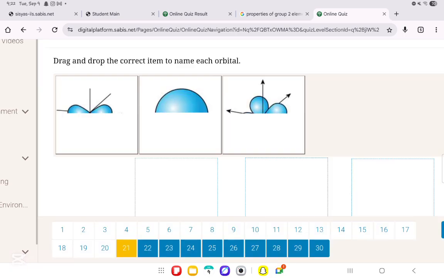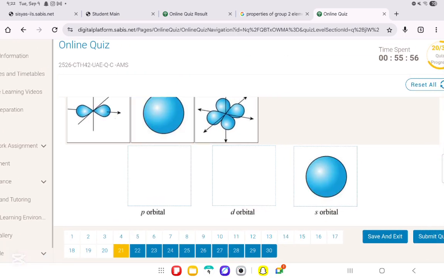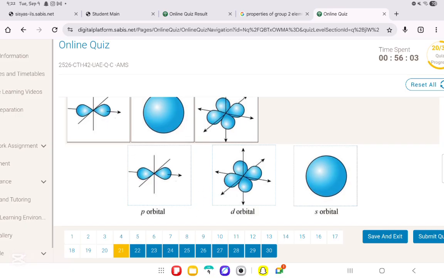21, here you have to remember the shape of the orbitals. This is an s orbital. This is a d orbital, which is either clover shaped or the dumbbell with a donut in between. And the p orbital is a dumbbell.